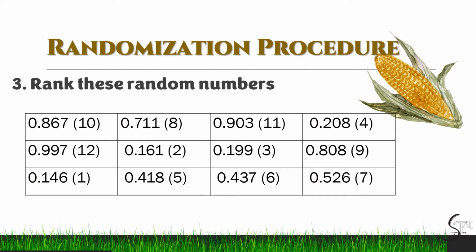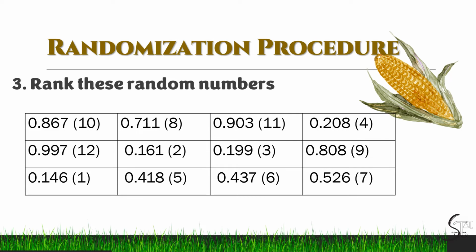So the next step is to rank these numbers. Here, the last number on the first column is our rank number 1, 0.146, and then rank number 2 is 0.161. So you have to rank every random number you have generated in your calculator.